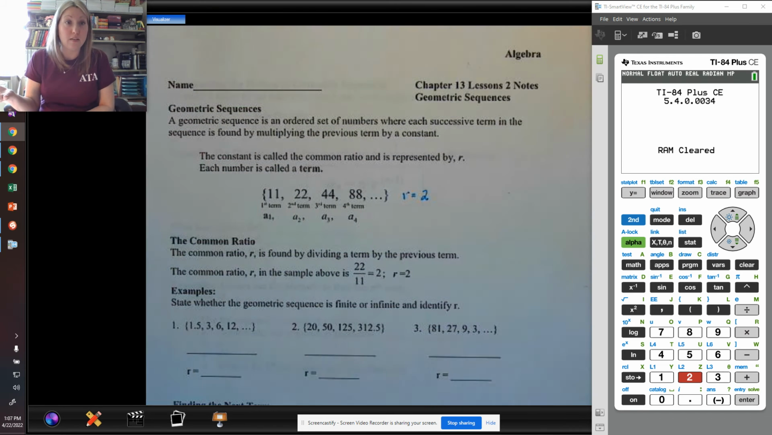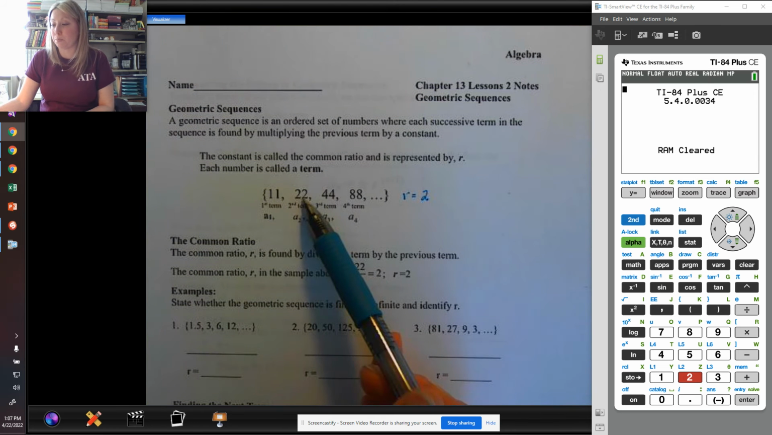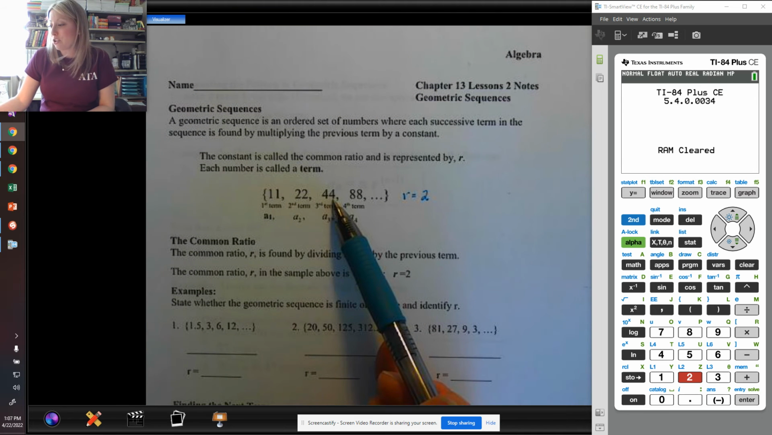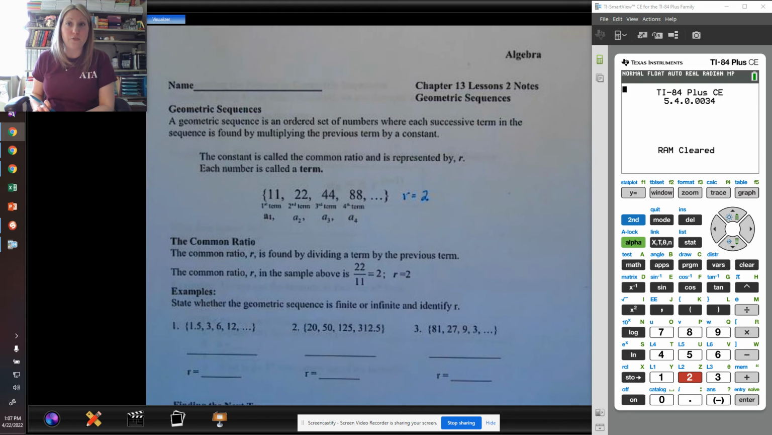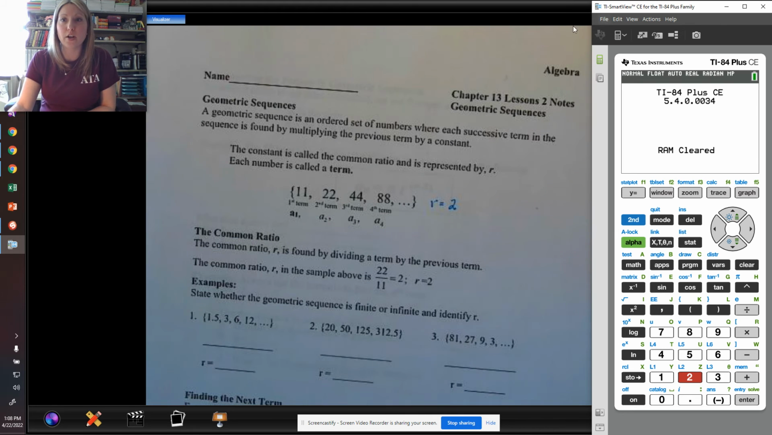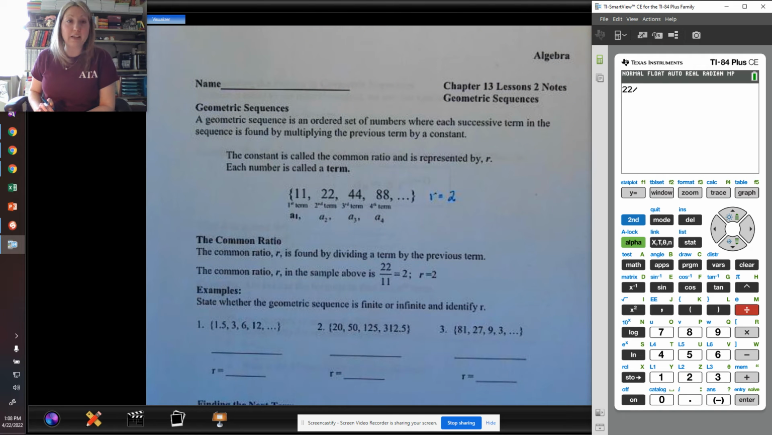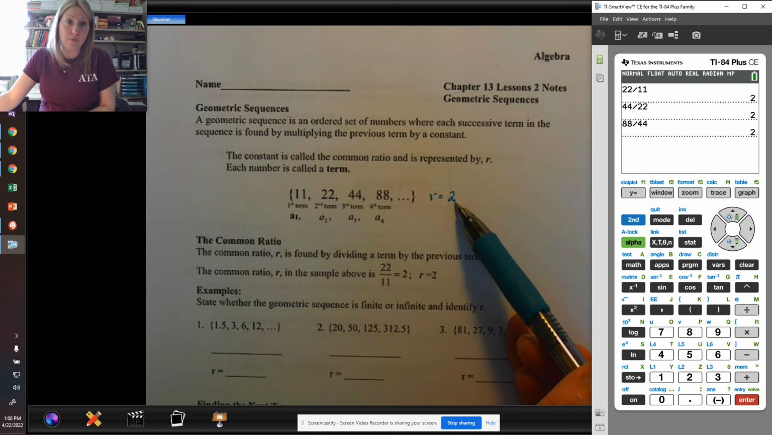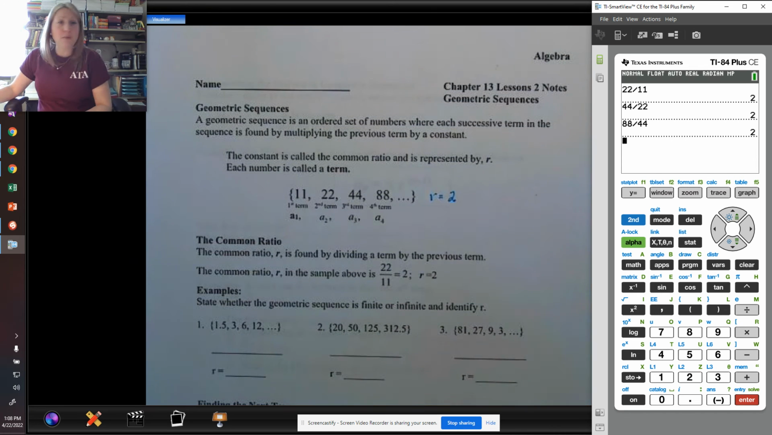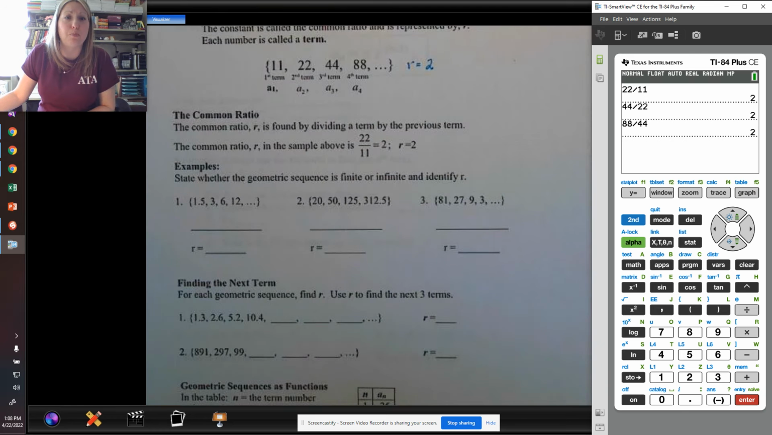And you can probably see that that could be the same as we multiply by 2, multiply by 2, multiply by 2. But again, it's called the common ratio and figured out by taking the second term divided by the first term. So let me just do this real quick. 22 divided by 11, and 44 divided by 22, and 88 divided by 44 is all giving me that exact same amount. 2 is our common ratio.